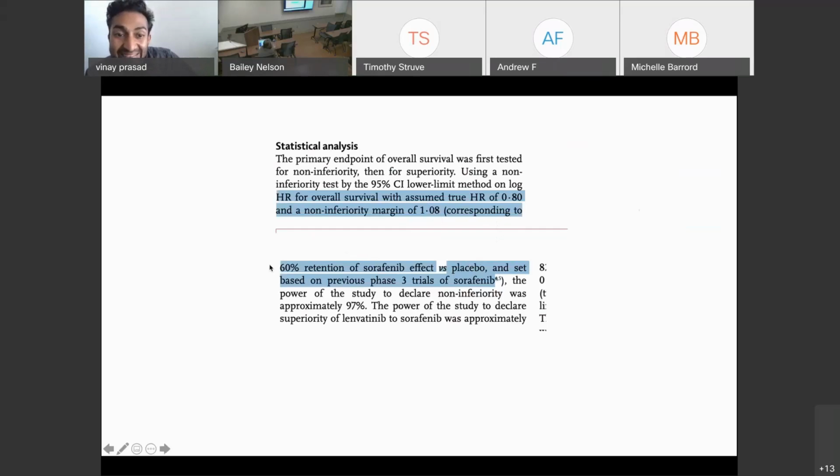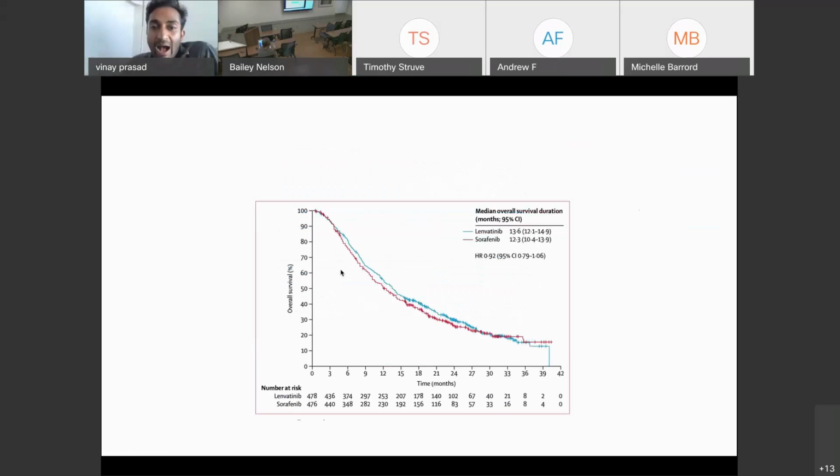So this is retaining 60% of the sorafenib effect over placebo. This effect over placebo was about 2.7 months. So here we're willing to settle for 60% at 2.7 months, which I will tell you is not terrific. They ran the trial. Here's lenvatinib and sorafenib. It was non-inferior. It was not superior.